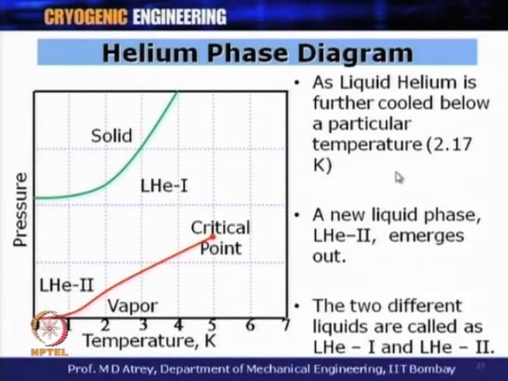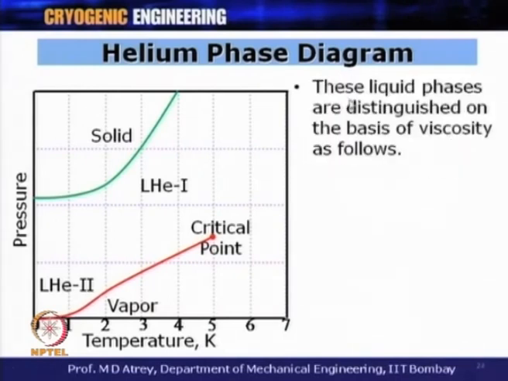So, what is this all we are talking about? The two different liquids now are called liquid helium 1 and liquid helium 2. So, this is clear from this diagram. Now, these liquid phases are distinguished on the basis of viscosity. So, I have some viscosity associated with helium 1 and some viscosity associated with helium 2, and on the basis of that I am doing this differentiation.